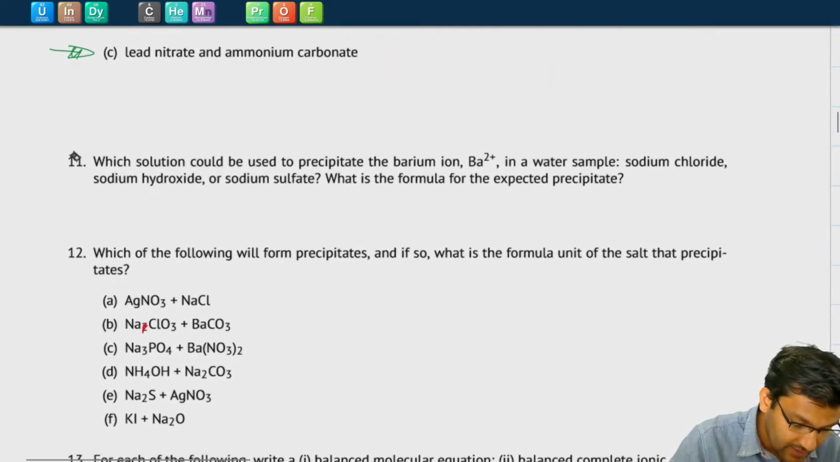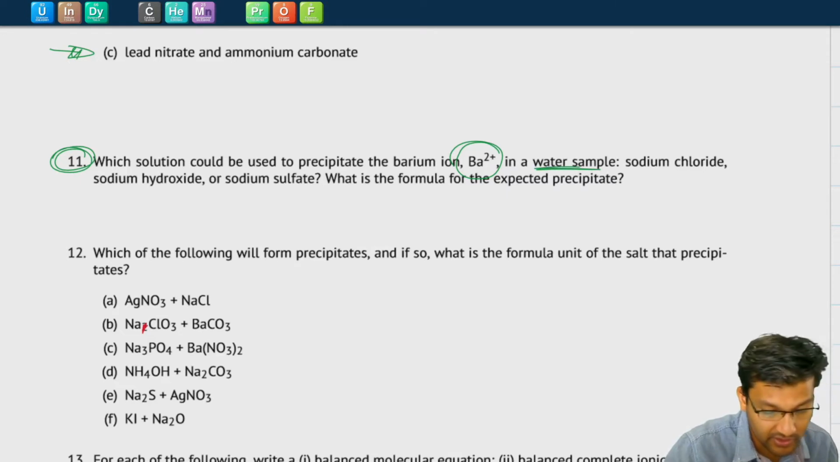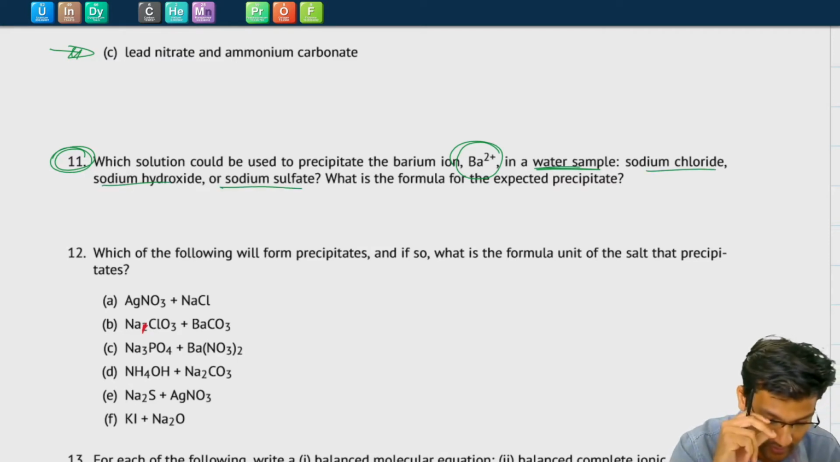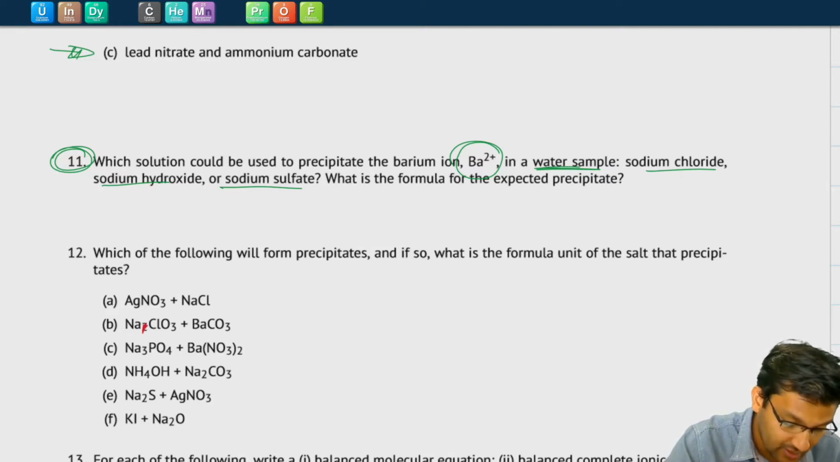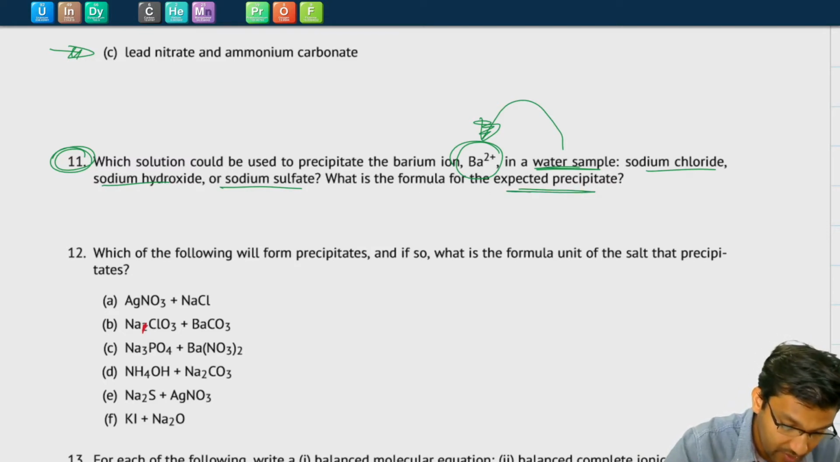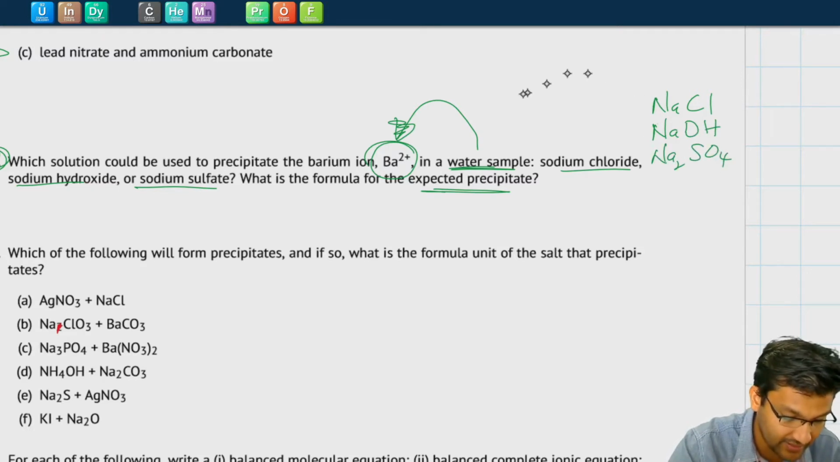Okay, let's look at number 11. We have a solution with barium 2 plus in it in an aqueous solution. It's in a water sample. We have other chemicals such as sodium chloride, sodium hydroxide, or sodium sulfate available. Which one would we add to our barium solution to get a precipitate, and what is the formula for that precipitate? Well, let's look at barium. So remember, we have sodium chloride, sodium hydroxide, and sodium sulfate available. So these are all solutions we can add to our barium solution.